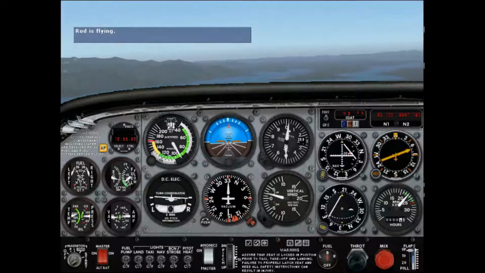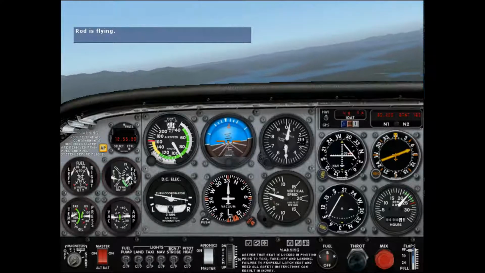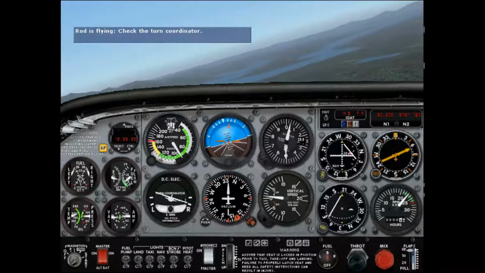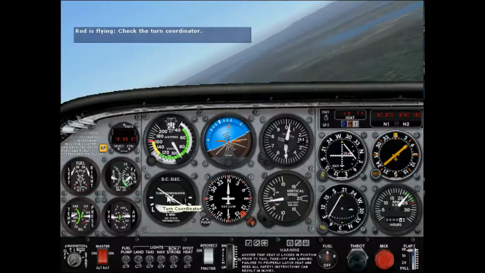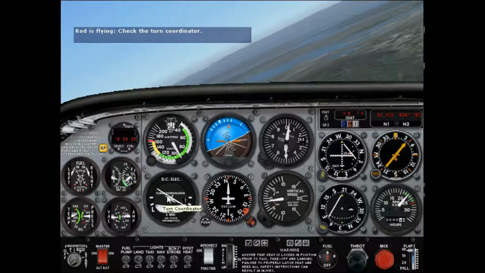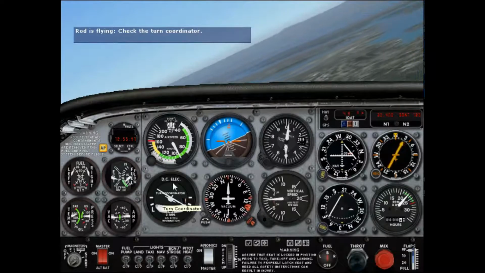Good job. I've got the airplane. I'm going to make a turn to the right. While we're turning, look at the turn coordinator. That's the instrument in the lower left-hand corner of the 6 primary instruments. It has a little white airplane on it and a tube with a black ball in the center.